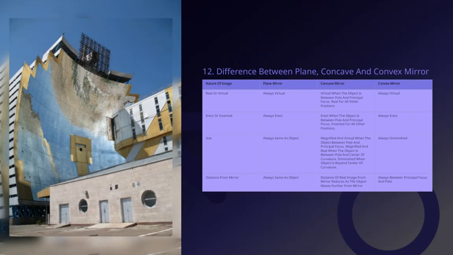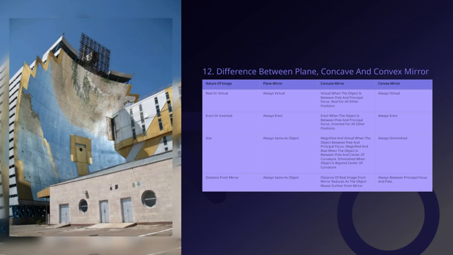Let's now look at the key differences between plane, concave, and convex mirrors. Starting with the nature of the images they form, a plane mirror always produces virtual images. These images are upright and appear to be behind the mirror, no matter where the object is placed.